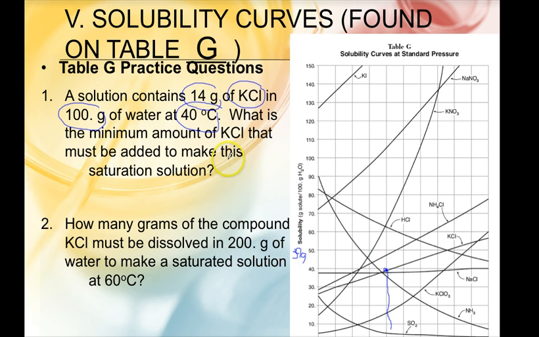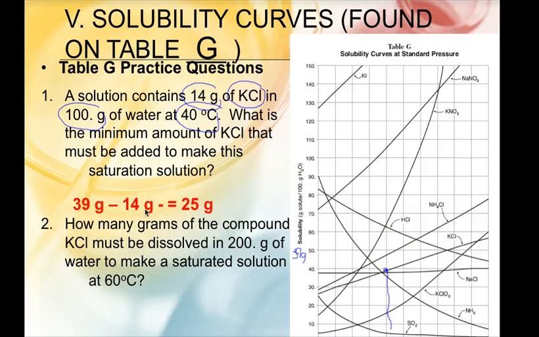But we only have 14, right? So it would be 39. 39 is the maximum. We only have 14 grams. That means I can still dissolve an additional 25 grams. Okay? That's an example of one question they do.